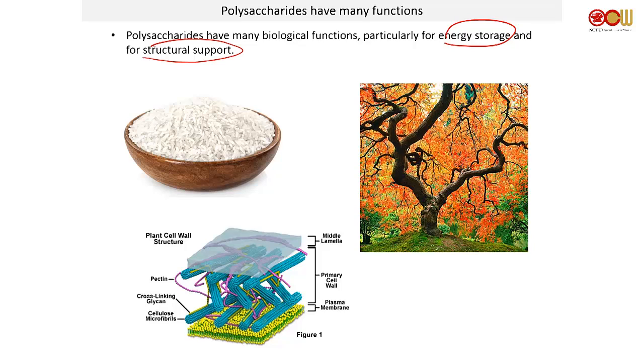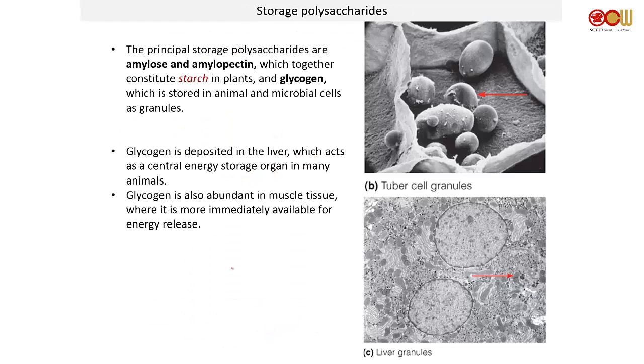Now, trees, for example, your tree trunks, are very durable, right? This durability is provided in part by polysaccharides that form fibers in between the plant cells, forming the plant cell wall that provides rigidity and strength to your plants. The principal storage polysaccharides are amylose and amylopectin, regardless of whether you're a plant or an animal. But primarily this is talking about plants.